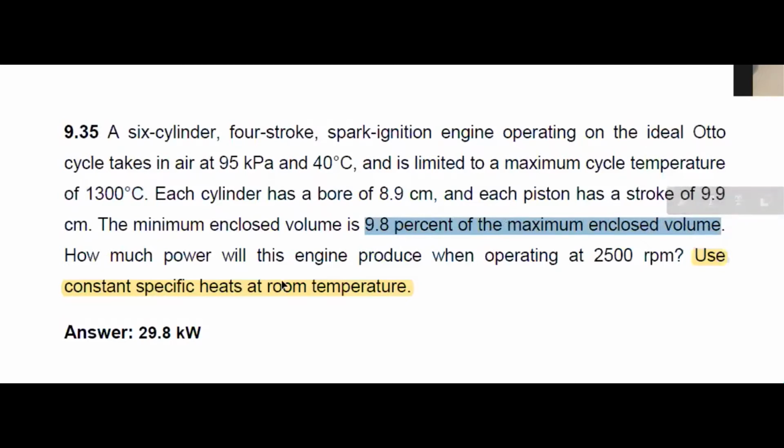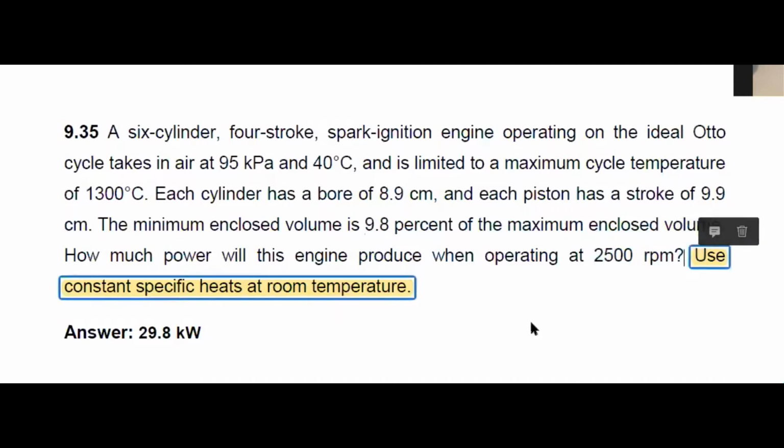How much power will this engine produce operating at 2500 revolutions per minute? Use constant specific heat at room temperature. All right, so when this sentence shows up, it is actually quite important because it defines how you are going to approach these problems to solve them.